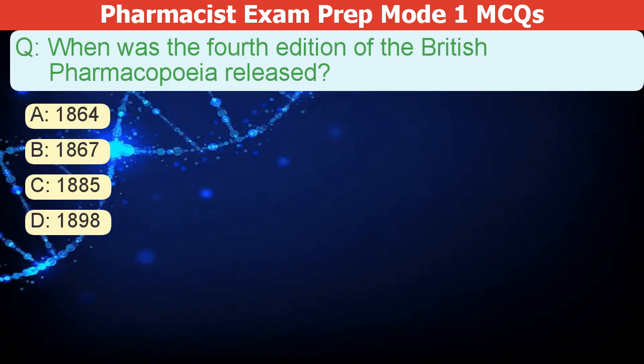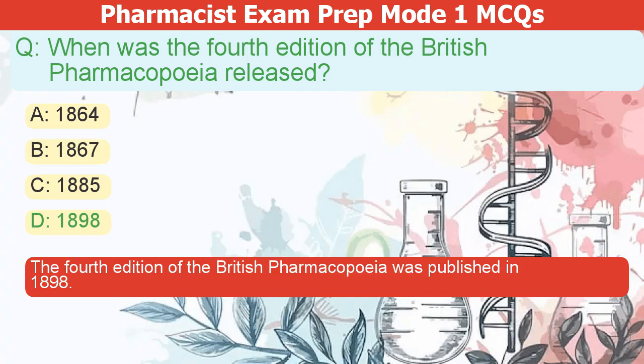When was the fourth edition of the British Pharmacopoeia released? A. 1864. B. 1867. C. 1885. D. 1898. The correct answer is D. The fourth edition of the British Pharmacopoeia was published in 1898.